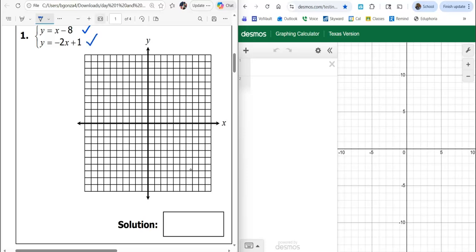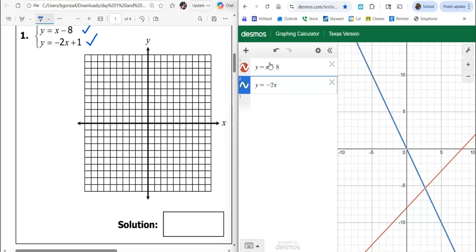So, guess what? Type it in. y equals x minus 8. And then y equals negative 2x plus 1. Now, can you see where you should?